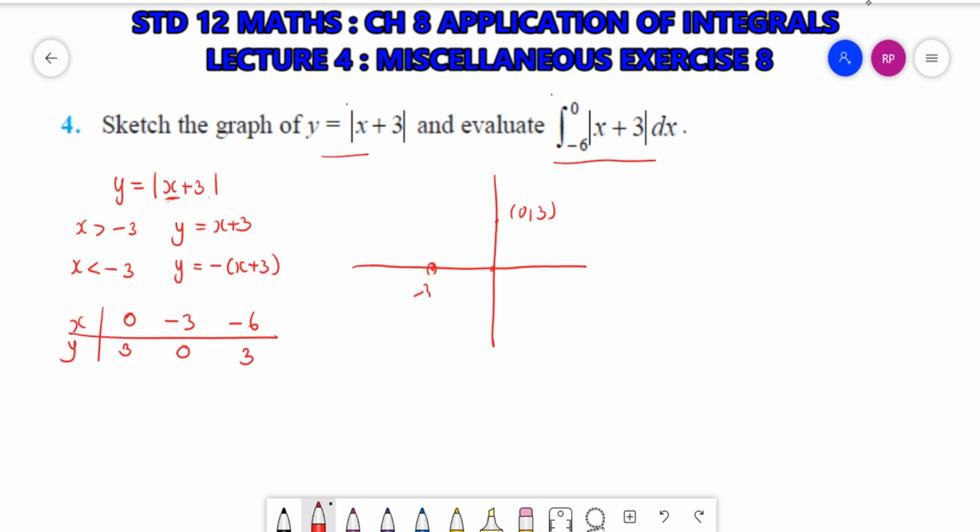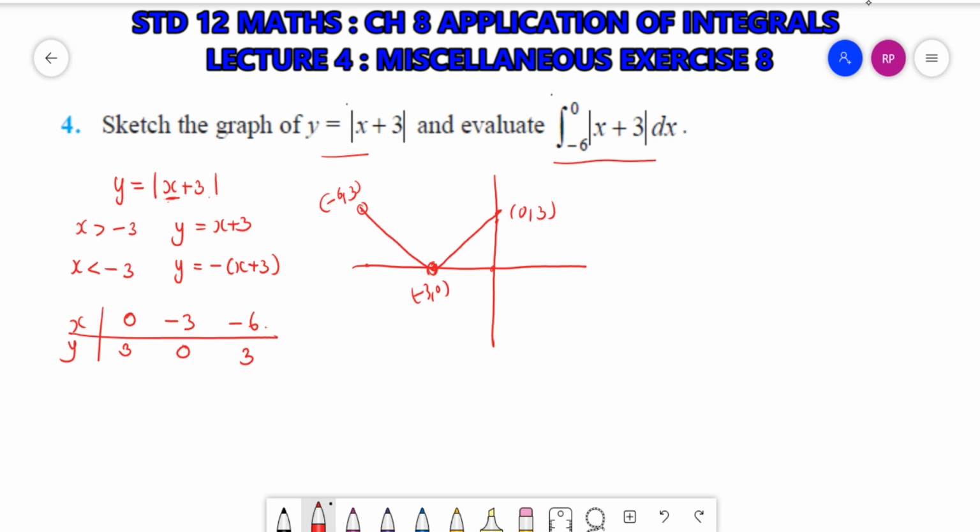X minus 3, y 0. When x is equal to 0, y is equal to 3. When I take, sorry, x is equal to minus 6, y is equal to 3. So it will be somewhere here minus 3, minus 6, and the point 3 will be here. This point is minus 6, 3. So see, this would be the graph.